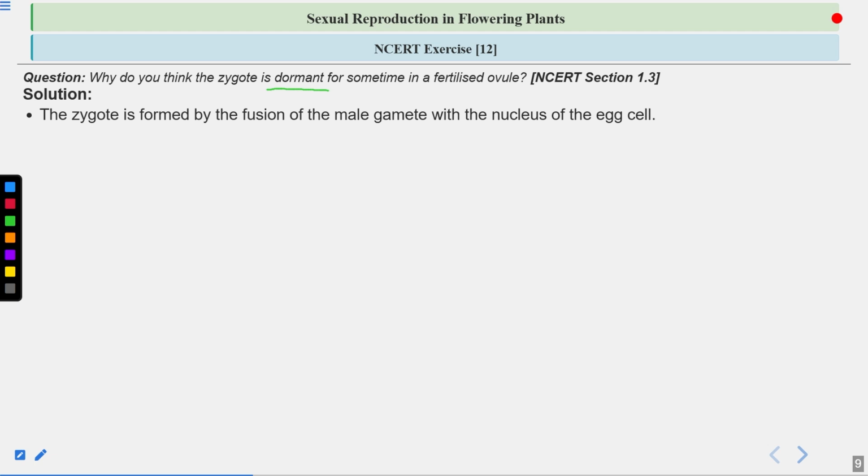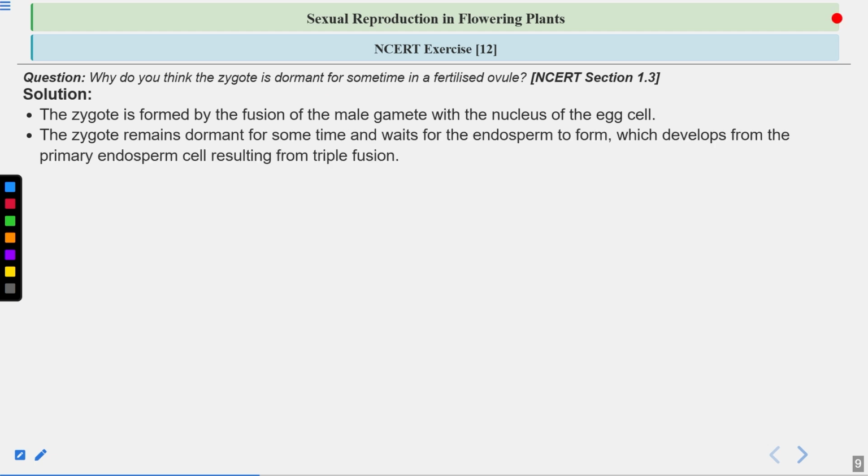Now, what is happening then? The zygote is formed by the fusion of the male gamete with the nucleus of the egg cell. That we all know, right? This is the result of the syngamy. Zygote is the result of the syngamy in which one male gamete and one egg cell nucleus fuse together, right? Okay.